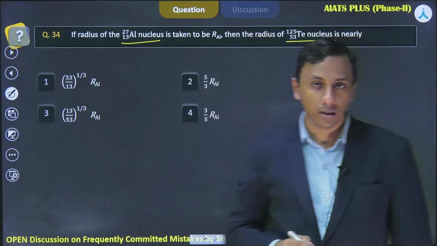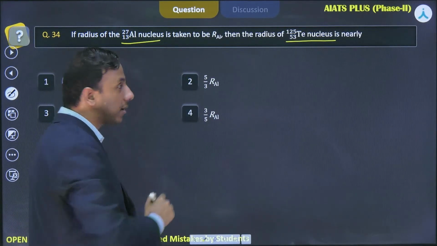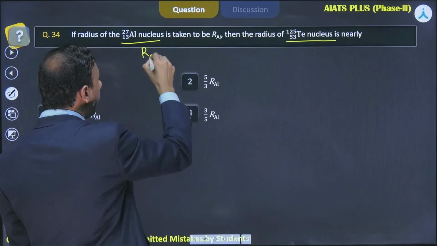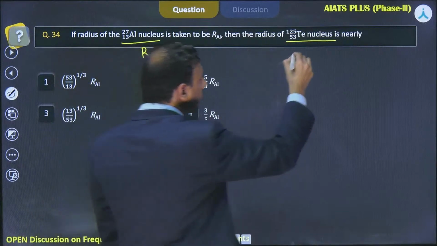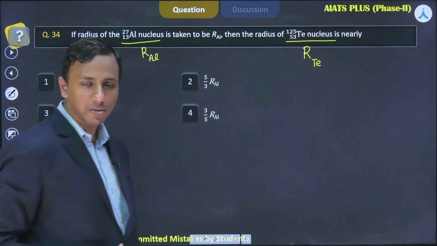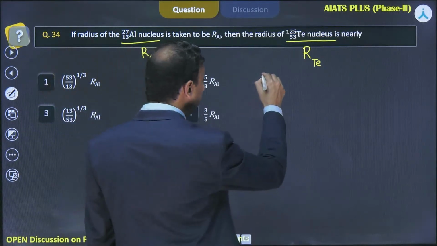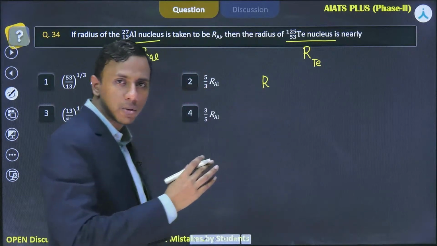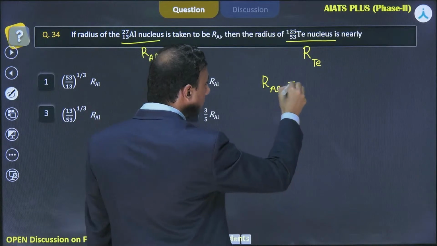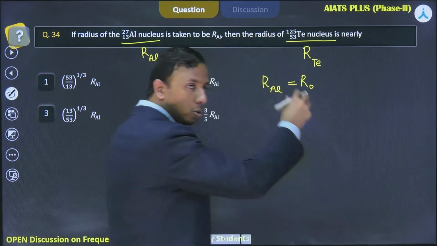So let's say, what about this nucleus? What can you write it as? Let's say this one's radius is R_Al, as they have written, and this one's radius is R_Te, the same terminology I am using. So what can we write this radius as equal to? See, it's a very simple question. R aluminium can be written as R naught A to the power 1 by 3.